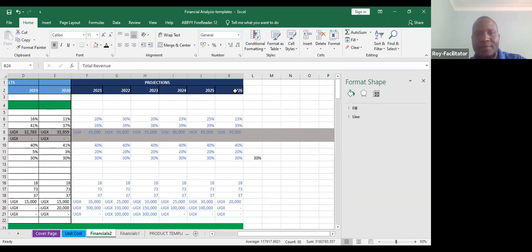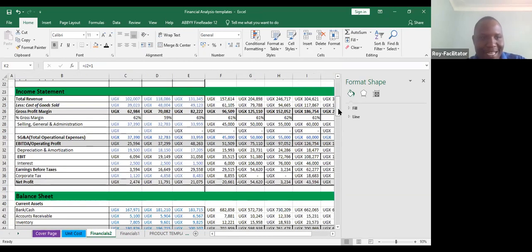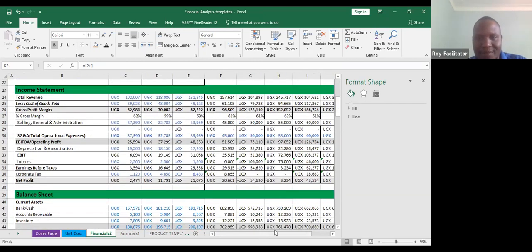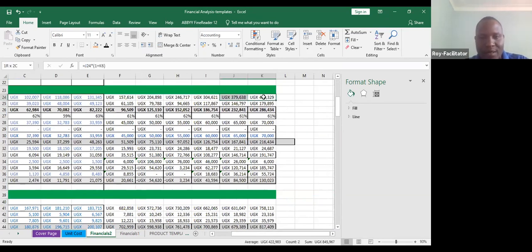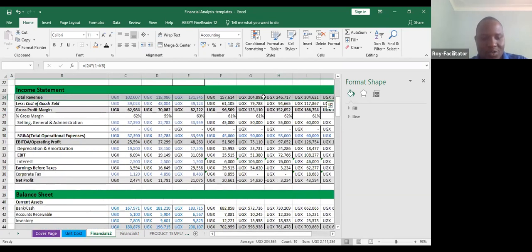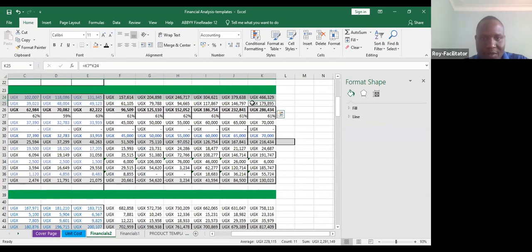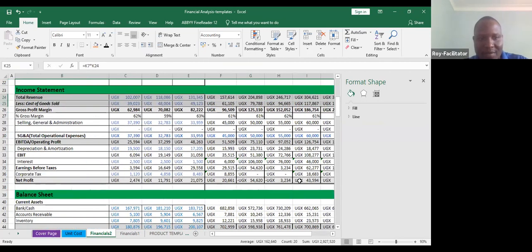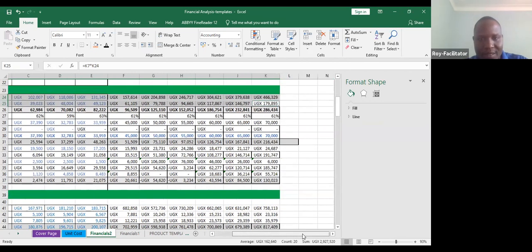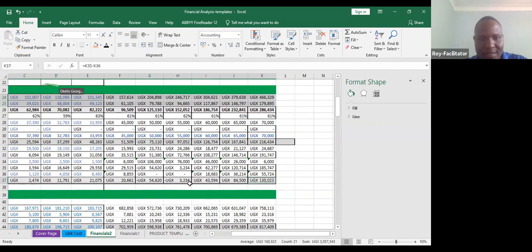Let me repeat this process for graphs, since it disappeared. So let me repeat. I'll just pick this, and click on control. Then I'll go and capture the cost of goods sold. I can click on cost of goods sold and pick it. Depending on what you want, then I can pick the net profit and expand it.